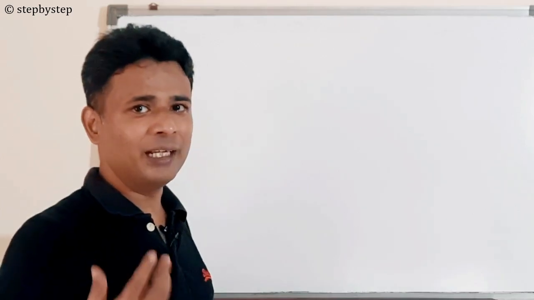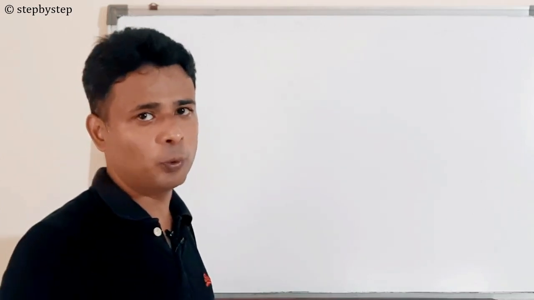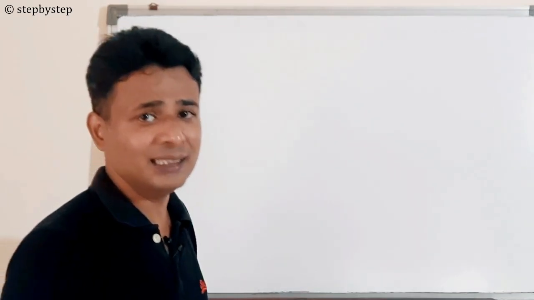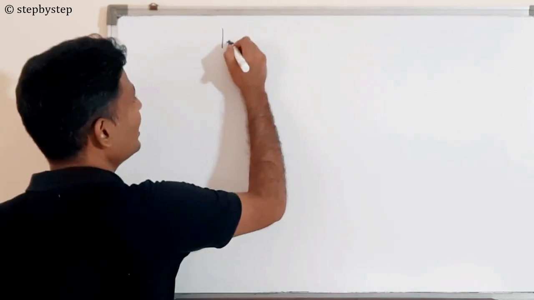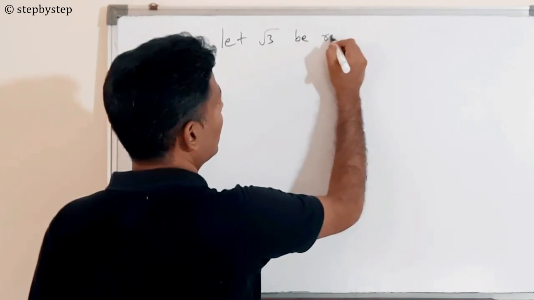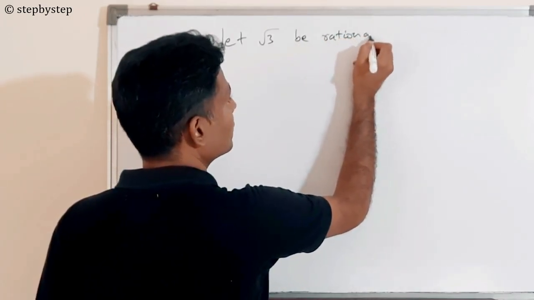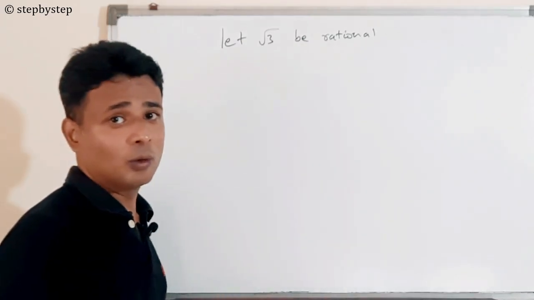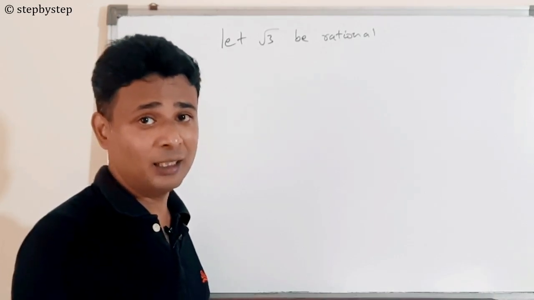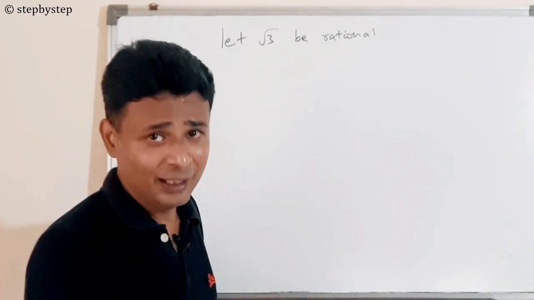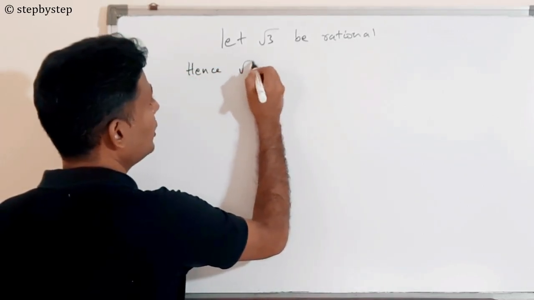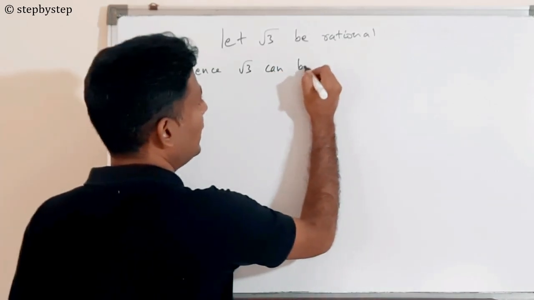So before proving root 3 is irrational, how do you prove it? Let us assume it is rational. Let's say root 3 is rational. This is how you start the problem: let root 3 be rational. Which means, what does it mean? Rational numbers can be written in the form P by Q.